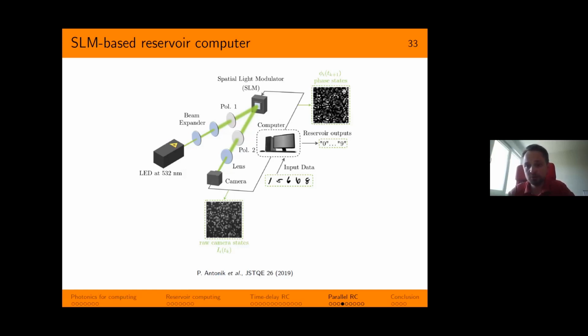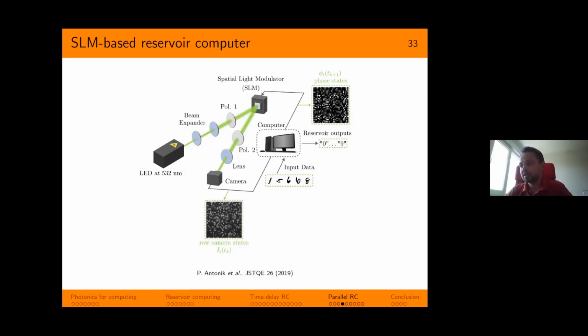They are 32 by 32, which gives us 1024 nodes, which is significantly bigger than the 50 or even 600 reservoir size that we used to have with time delay systems. And with this setup, with the resolution of the SLM that we had, we can actually push this up to 16,000 nodes, which is a significant difference in terms of computational power.